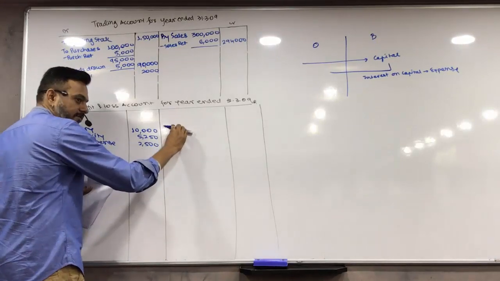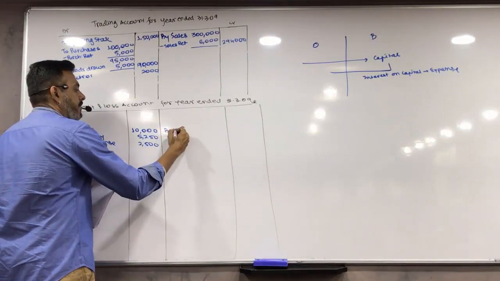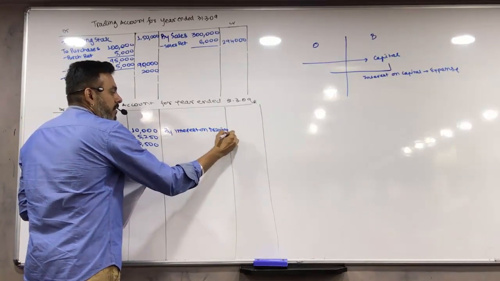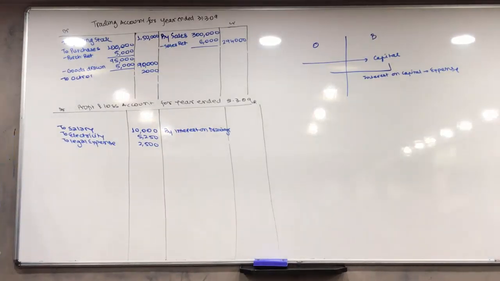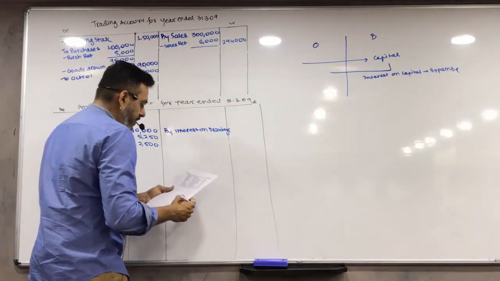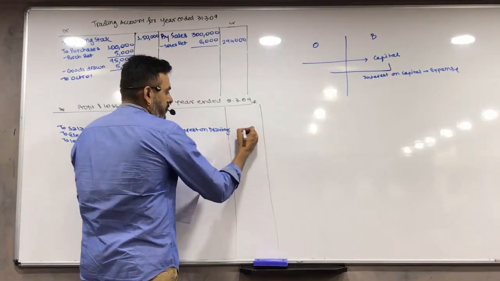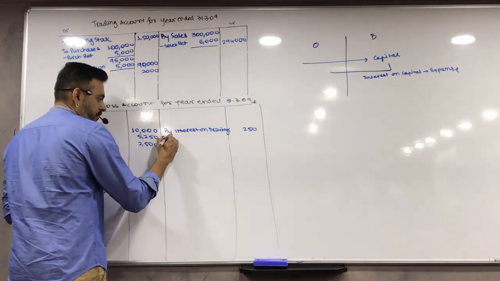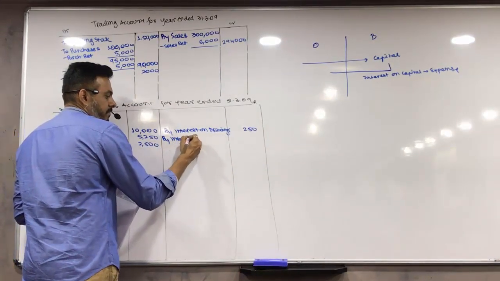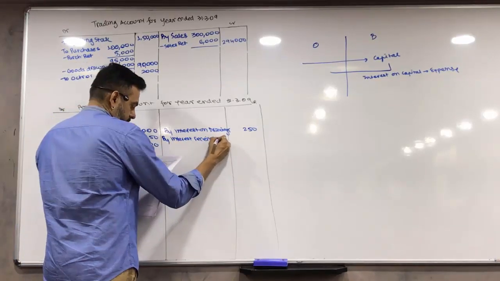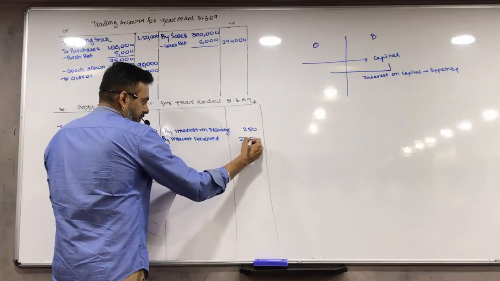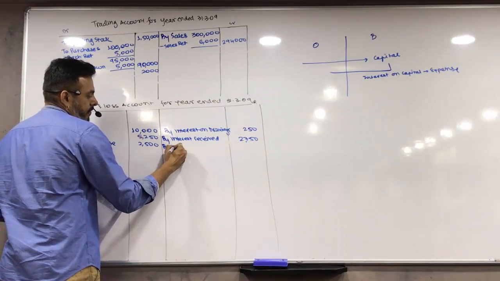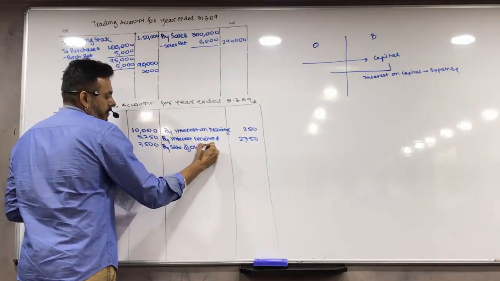Okay. Now, interest on drawing. So leave first two lines blank. But interest on drawings, ये theoretical concept है. Okay, but we have to do it as a part of adjustment. It will help you next year. 250. Interest received. By interest received, 2,750. Sale of old newspaper. By sale of old newspaper.